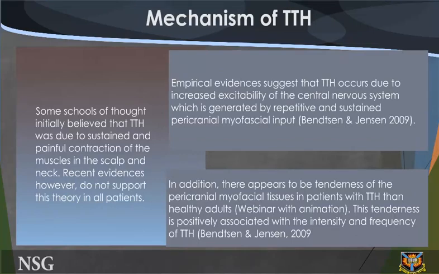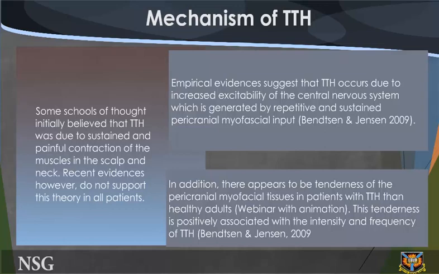Mechanism of TTH. Some schools of thought initially believed that TTH was due to sustained and painful contraction of the muscles in the scalp and neck. Recent evidences, however, do not support this theory in all patients. Empirical evidences suggest that TTH occurs due to increased excitability of the central nervous system, which is generated by repetitive and sustained pericranial myofascial inputs.